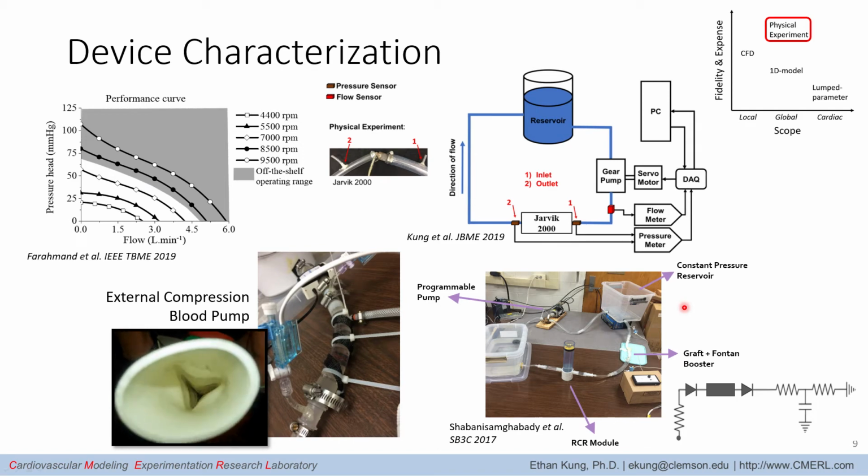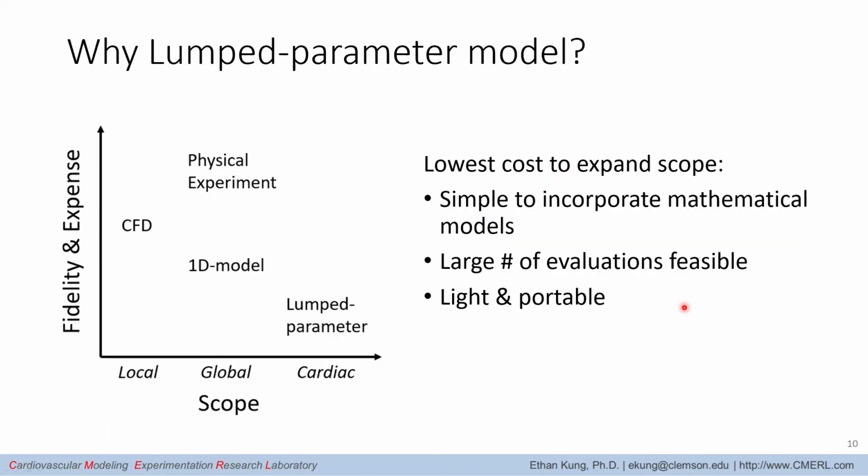Now, the limitation of in vitro models is that you typically need to prescribe some kind of flow condition in your circuit. And so it's usually pretty difficult to get direct cardiac feedback with in vitro models. So that brings us to LPNs.